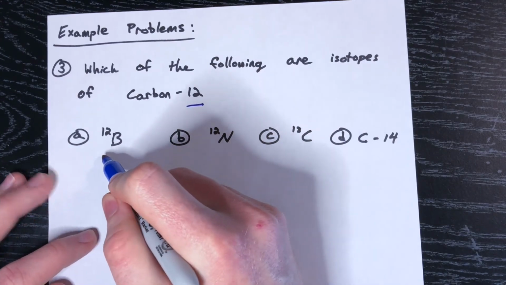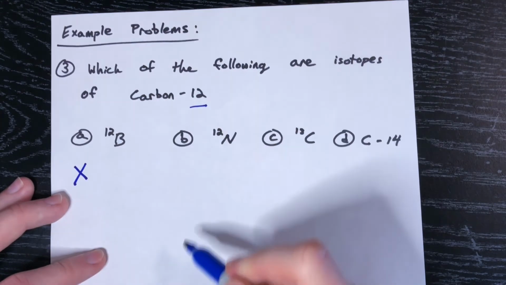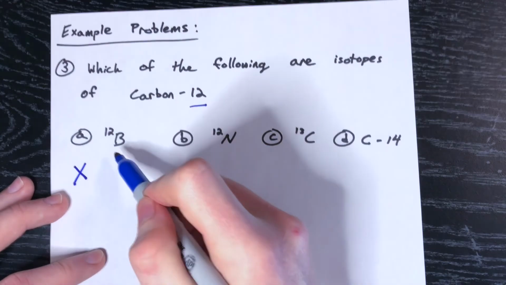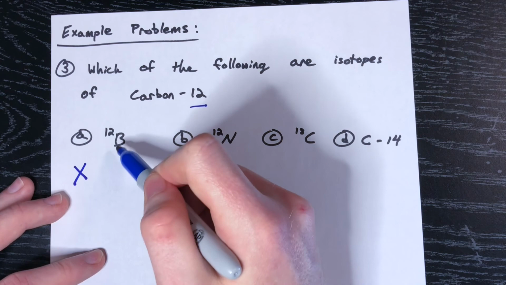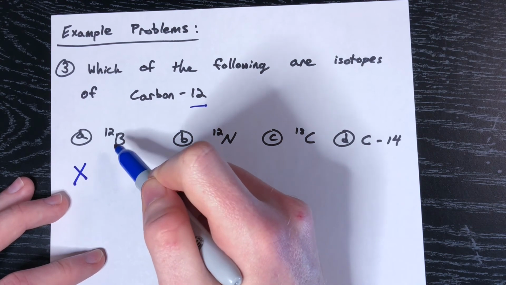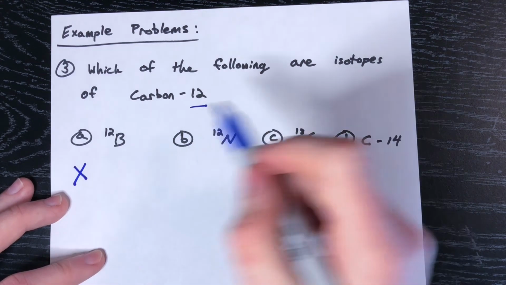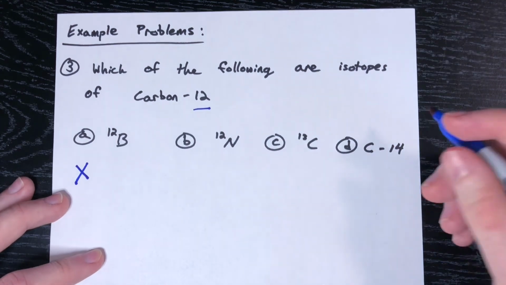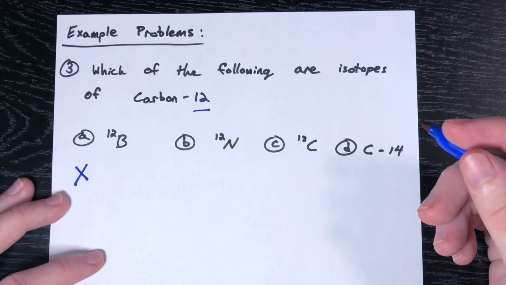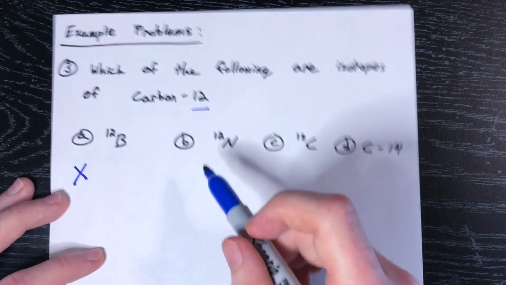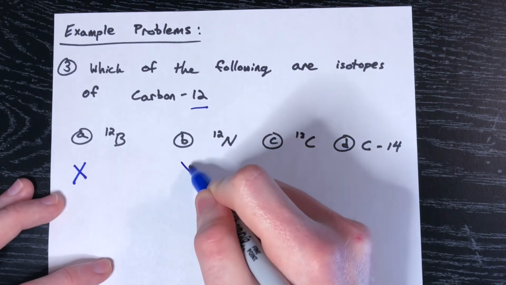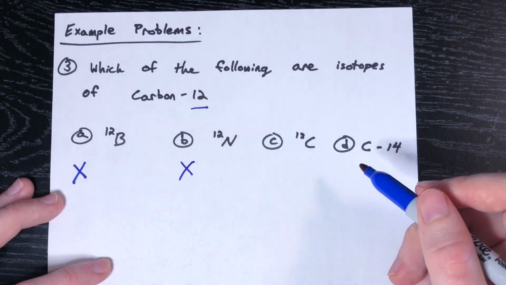So boron-12, we can immediately throw that out. That's not an isotope because it is a different element. It has a different number of protons. It's no longer carbon, so it can't be an isotope. An isotope must be the same element but have a different number of neutrons. So using that same logic, it cannot be nitrogen-12 either.